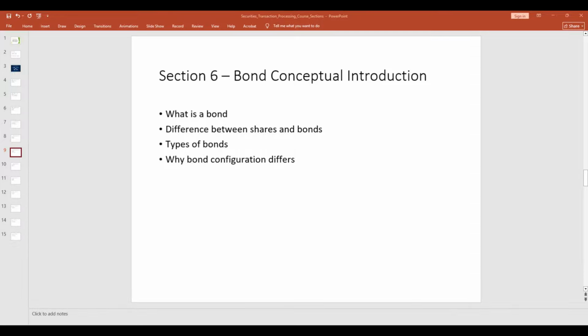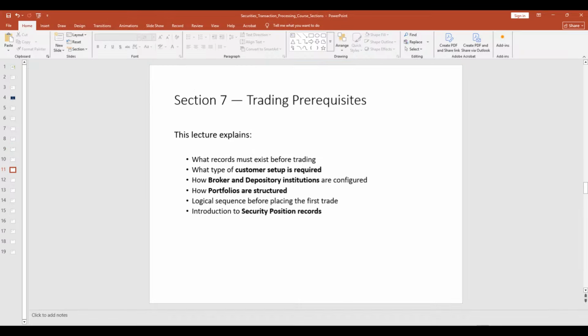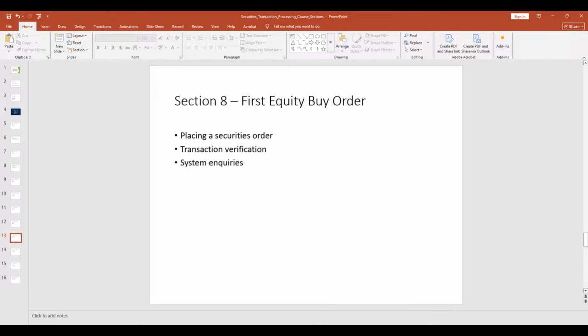Next, in section 7, we prepare the system for trading. Before placing the first trade, several structural records must exist. In this section, we configure customers, brokers, depositories, and portfolio structures. We also understand the concept of security positions before executing transactions. In section 8, we perform our first trading transaction. Here we place an equity buy order and understand how orders are created and verified using system inquiries.